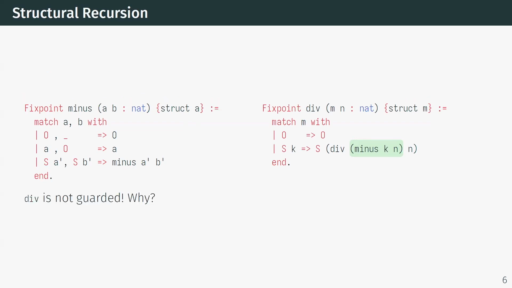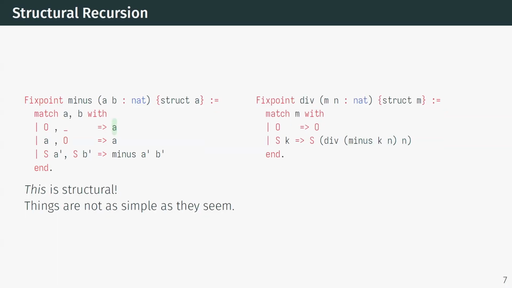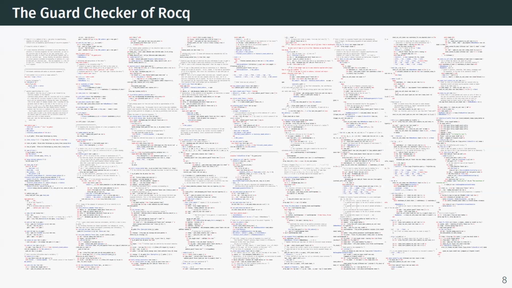And you have diff, which essentially subtracts n suitably many times from m, for the recursive call. And then surprisingly, diff is not guarded. Why? Yeah, someone marked the answer, and the answer is 0. Because when 0 is substituted into the minus over there, it is not a subterm of m, and therefore it does not terminate. And you're like, okay, maybe the guard checker is not that easy, and I'm going to show you the guard checker of Rocq, and it looks like this.